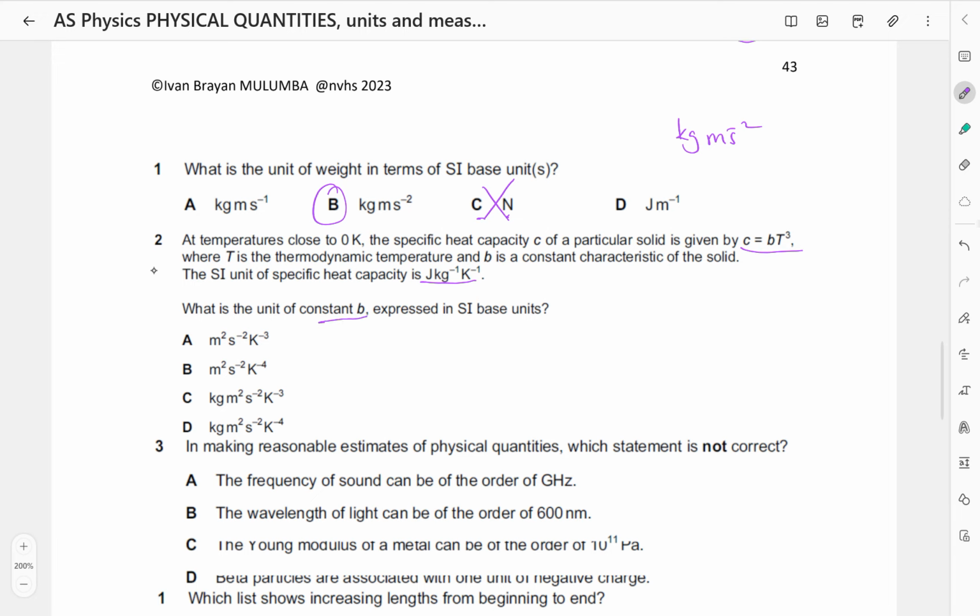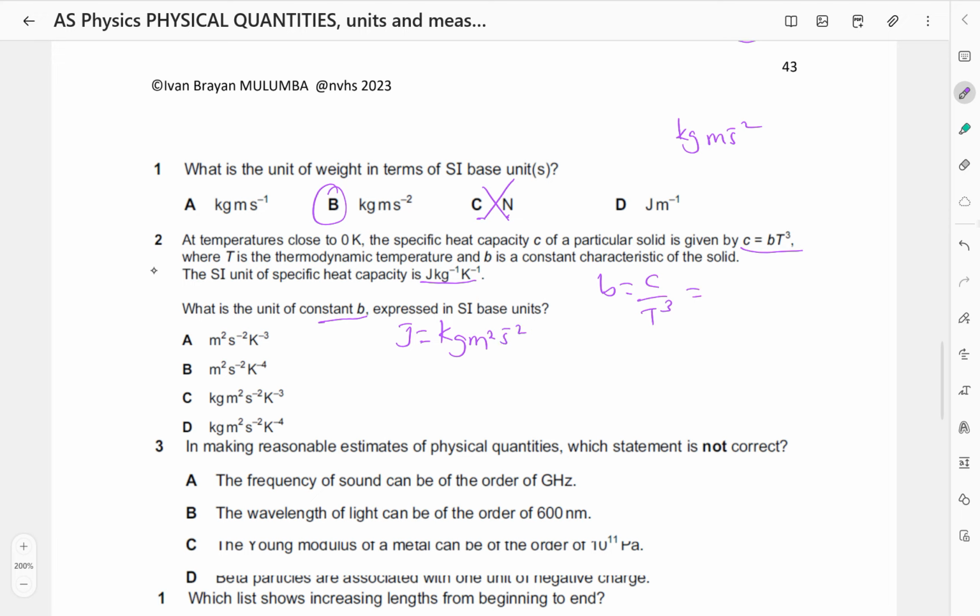I will make B the subject. So B is going to be C divided by T power 3. C is the specific heat capacity whose units are joules per kilogram per Kelvin, and T is temperature whose unit is Kelvin. First of all, I can change the joule. The joule is the unit of energy, which is kilogram meters squared per second squared.